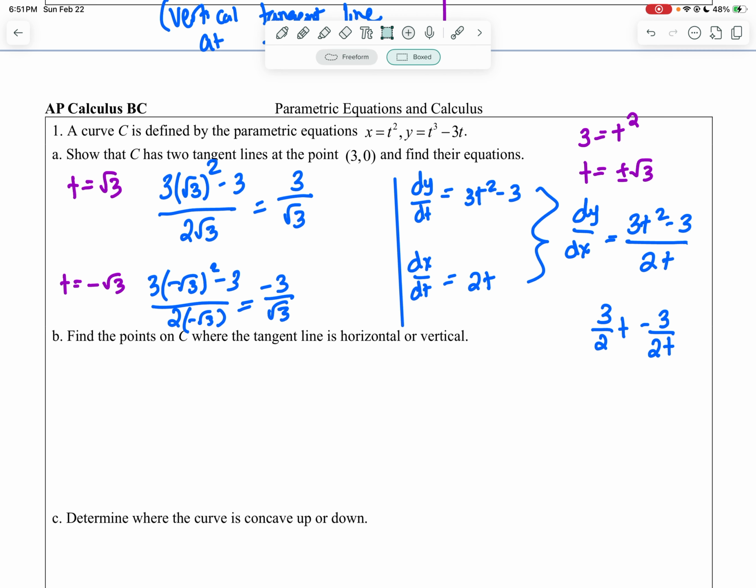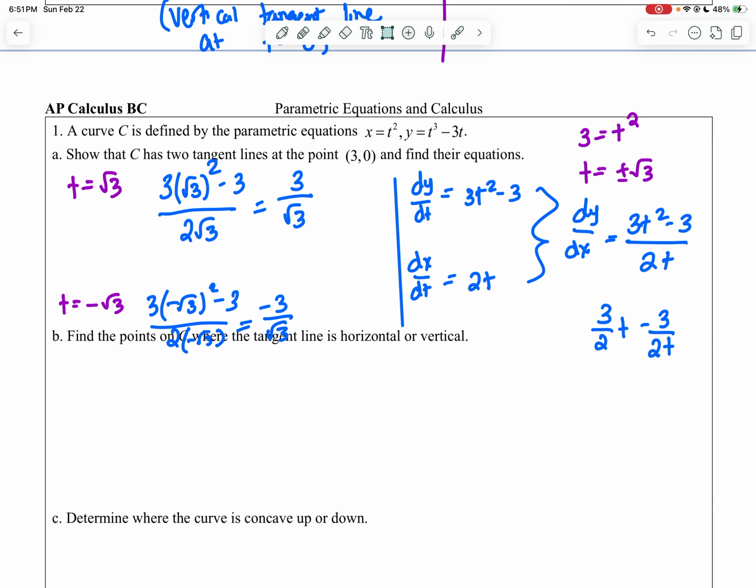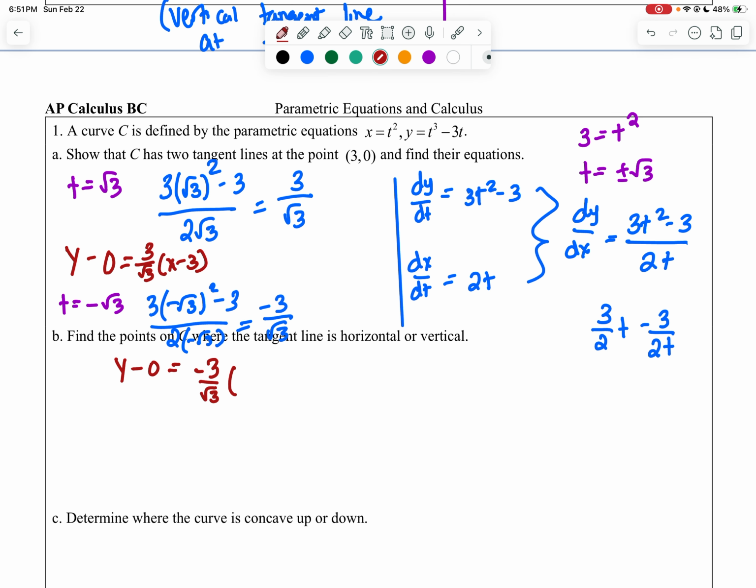All right. And then to get the tangent line equations, that is just going to be y minus 0 is equal to 3 over root 3 times (x minus 3). And then this tangent line equation would be y minus 0 is equal to negative 3 over root 3 times (x minus 3). There you go.